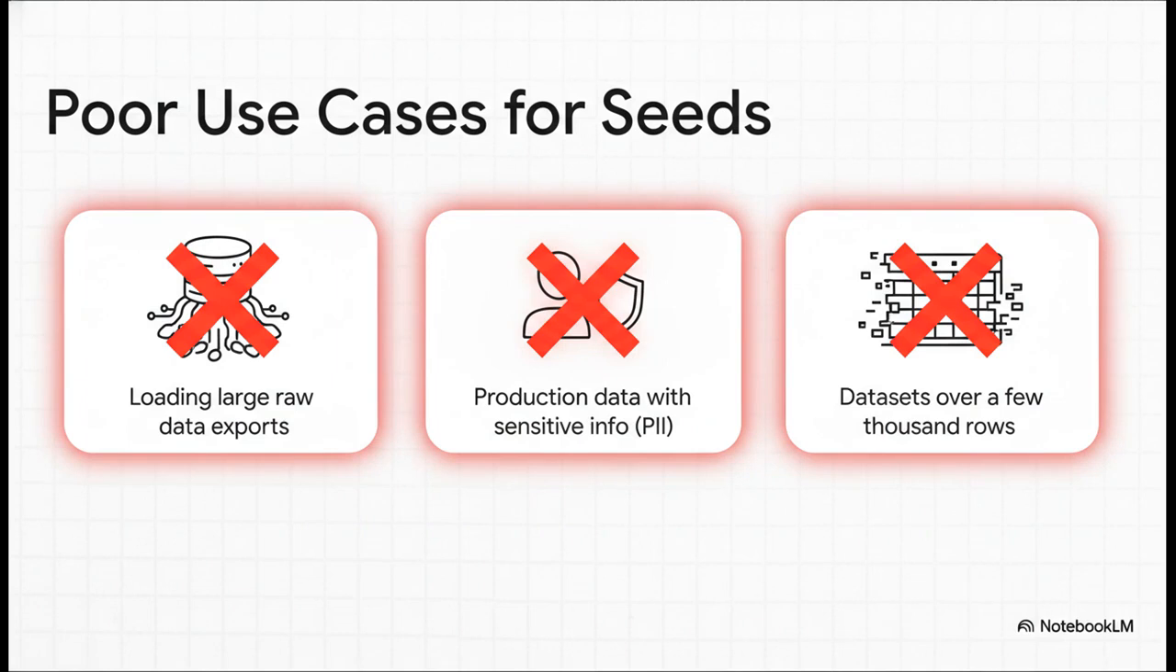Now, just as important is knowing when not to use seeds. And this is a common trap, so listen up. Do not use seeds to load massive CSV exports from a production database. It's not built for that, it won't perform well, and you should never ever be storing large amounts of production data, especially sensitive PII, in your Git repository. That's a huge security risk.